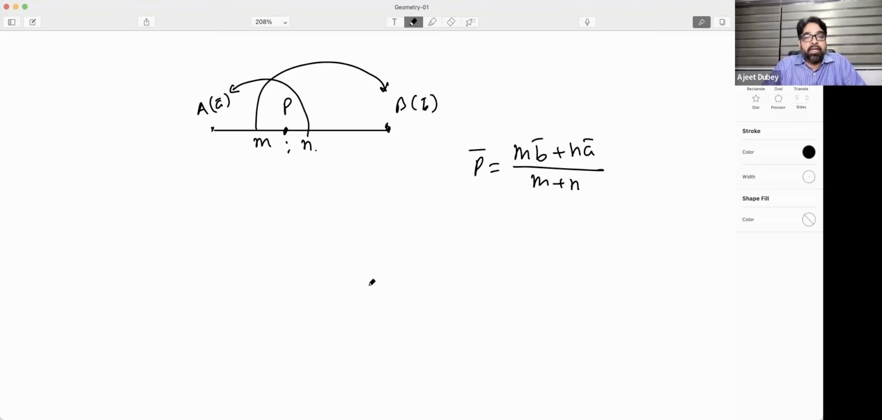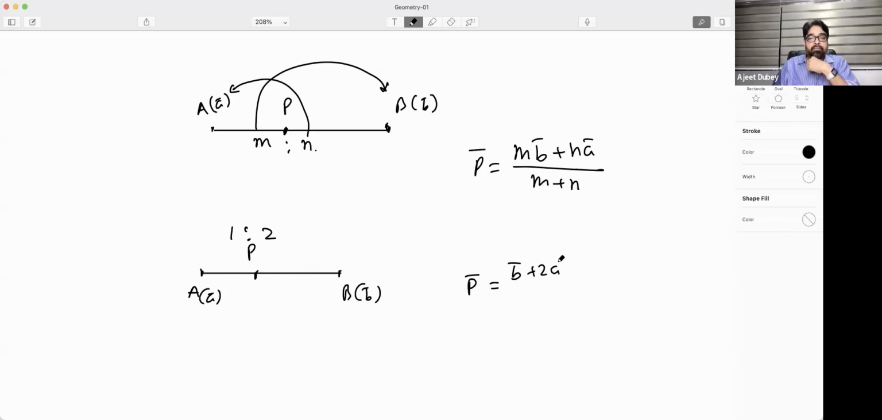I'm sure it's clear to everybody. Yes, sir. Wait, m is on this side, so this will multiply the other side vector. n is on this side, so it will multiply the other side vector. Add them, divided by the sum of these two. Tell me, this is the P. Let's say this ratio is 1:2, meaning this side 1, this side 2. Sir, vector b plus 2 vector a upon 3. Yes, b vector plus 2a vector upon 3. This is the position vector of P.